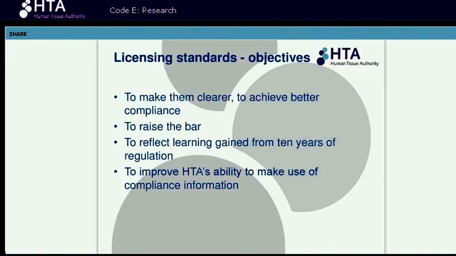Reviewing our standards has provided an opportunity to reflect the changes that we've seen in the sector since we began inspecting. We really were keen to have a set of objectives that would make them clearer, to improve compliance, to raise the bar, to reflect our learning, and also to make them more useful to us in terms of reflecting back compliance information and the patterns of compliance that we see from our inspections. Overall, we found that many of the standards continue to fulfill their purpose, which is to enable us to make judgments about the suitability of premises and practices.